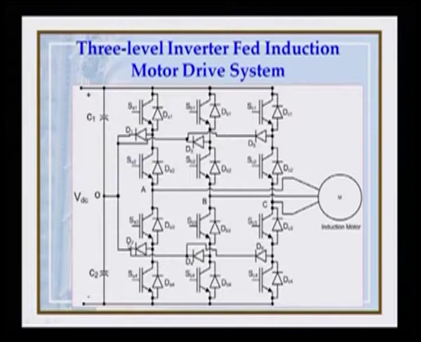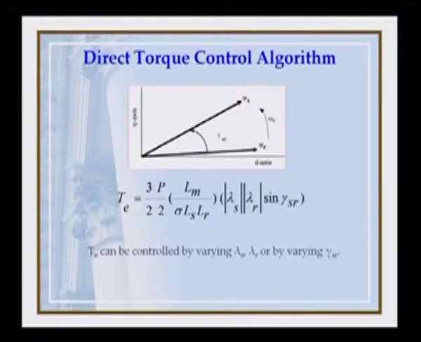And then these are the flux vectors. The stator flux is psi s and the rotor flux is psi r, and then we can calculate the torque in this case: 3 by 2 into p by 2, a constant, then lambda and psi are the same, the stator flux into the rotor flux into the sine of the angle between them, gamma SR, and gamma SR is the angle between psi s and psi r.